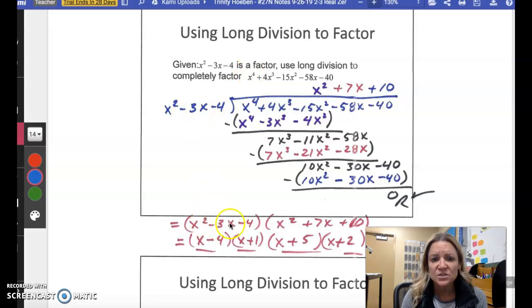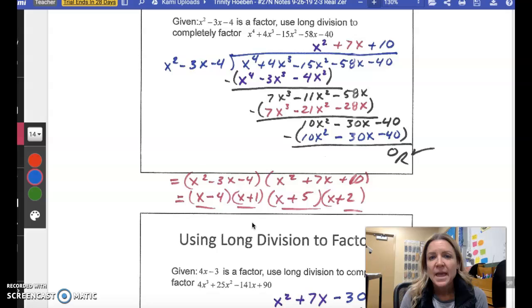So the x squared minus 3x minus 4 is a factor. And x squared plus 7x plus 10 is a factor. But what you're going to notice is that each of these trinomials are each easily factorable. Okay? X minus 4 and x plus 1 are the factors of this trinomial. And x plus 5 and x plus 2 are the factors of this trinomial. So there are actually 4 binomials that factor from this big, long polynomial that ends up being, what, 5 terms? We got it down to 4 binomials.